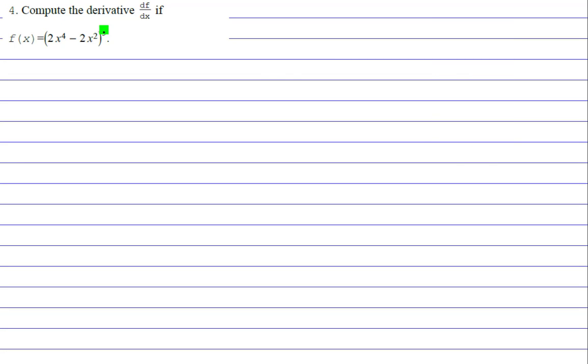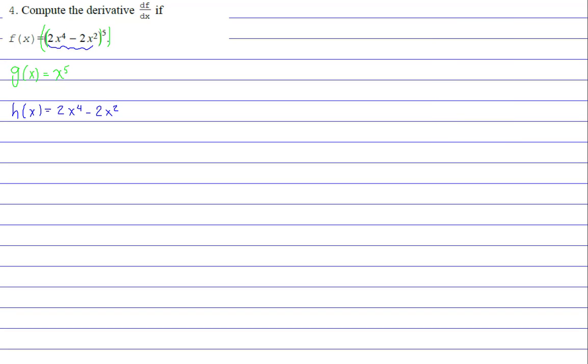The outside function would be, unfortunately this doesn't work with a highlighter, but the outside function would be this here, power to the 5th. So the function that we would have outside would be g(x) = x to the 5th. Now the function that would go inside, the one we're going to be putting inside of g, will be h, which would be just 2x to the 4th minus 2x squared.